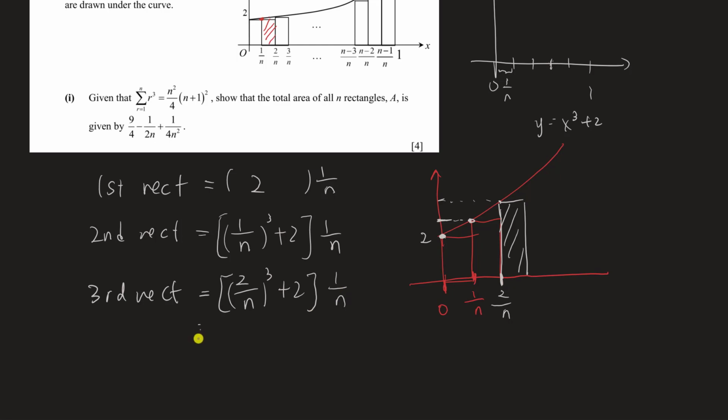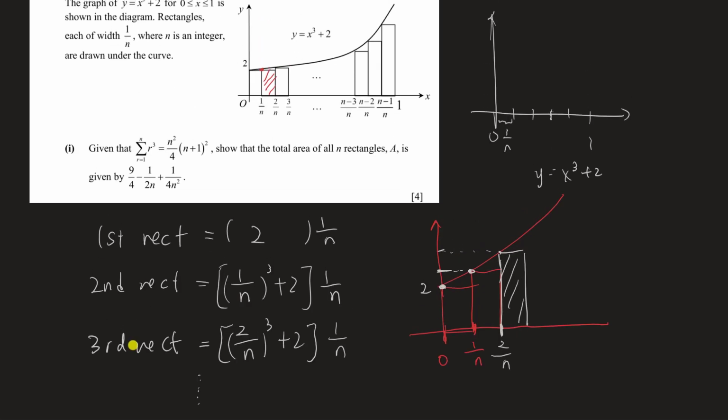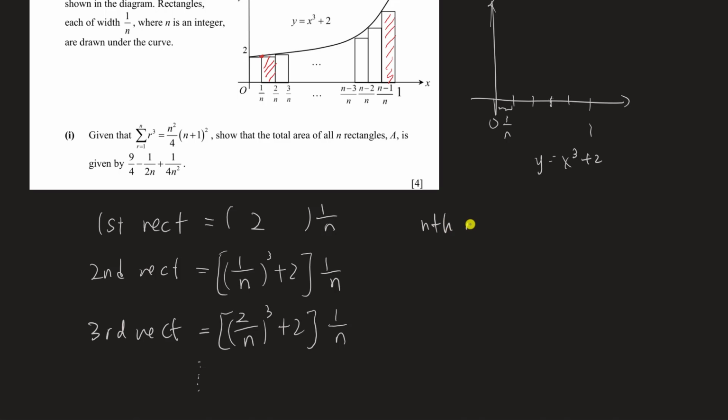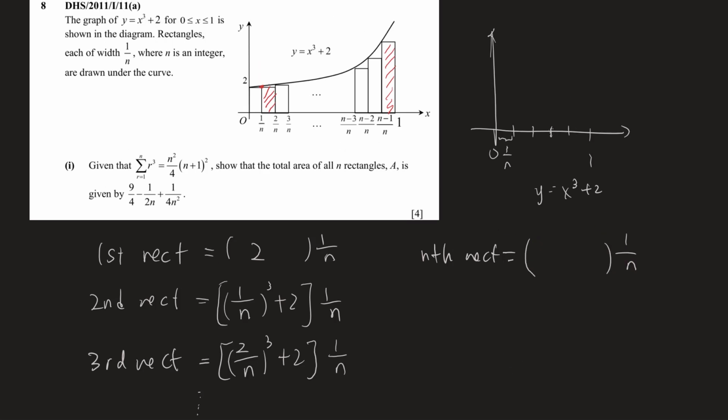Of course, we can stop doing this. Once you reach a certain point, you're comfortable with coming up with the general formula, stop doing and find out what is the last rectangle that you have to find. The nth rectangle, which is the last one, the area would be the breadth multiplied by the height. The height this time round, we'll be subbing in n minus 1 over n into the equation. So that would give us (n minus 1 over n) cubed plus 2.